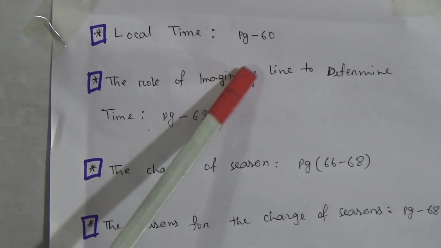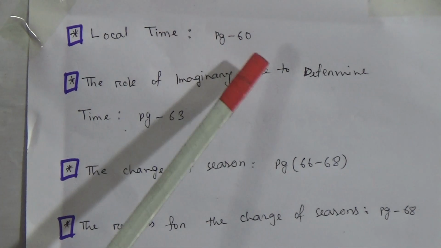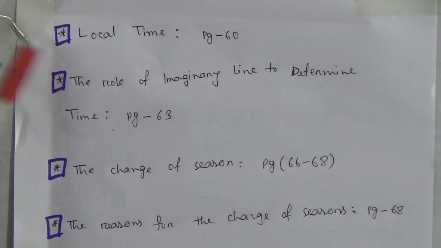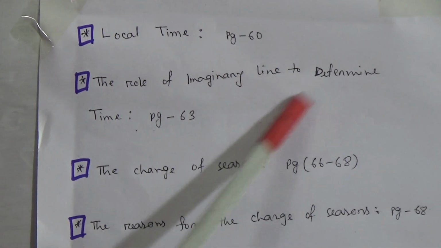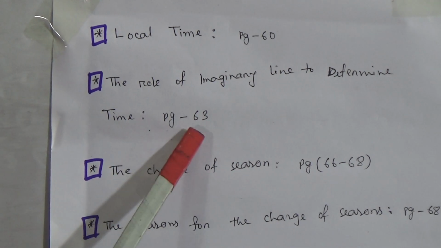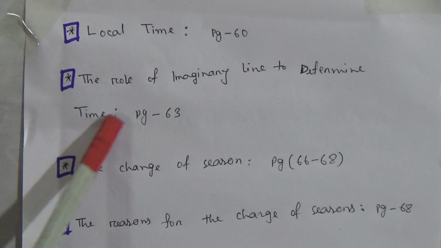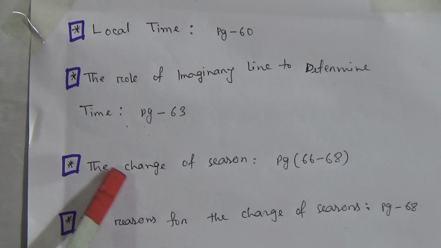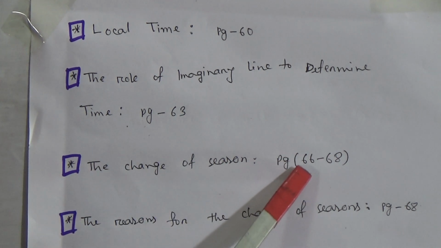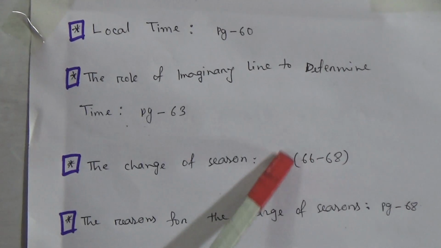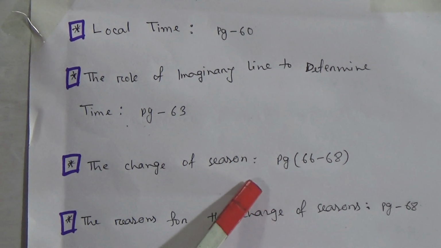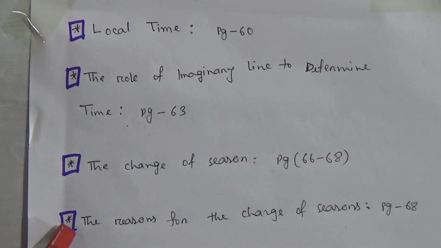The first one, local time, you will get this on page number 60 in your book. On page number 60 you will discuss this the way it is discussed in your book. And in the second portion, the role of the imaginary line to determine time, it will be on page number 63. That means you will get this in your book, page number 63. And now the change of seasons. The change of season will be on page number 66 to 68. That means from 66 to 68 you have to write down in your own way and with the collaboration of the country's location. The reasons for the change of seasons you will get on page number 68.